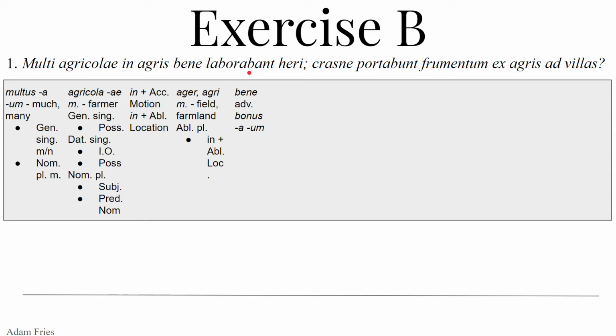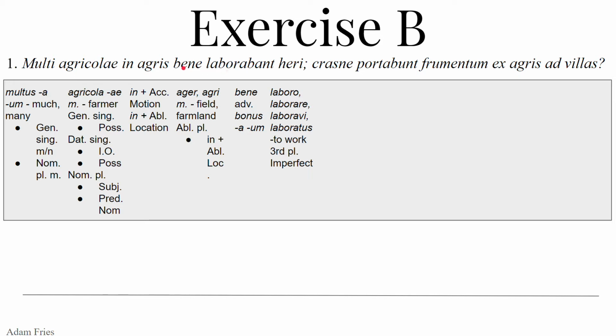Laborabant. Hey, that screams out verb. Laboro, laborare, laboravi, laboratus, to work. So it's third plural, and it's imperfect tense. So they were working. They used to work. Imperfect tense happens in the past. It's an incompleted action in the past. They were doing this for a long period of time, over and over again.